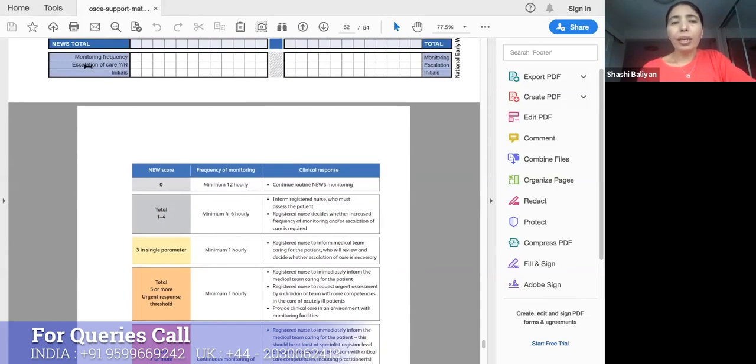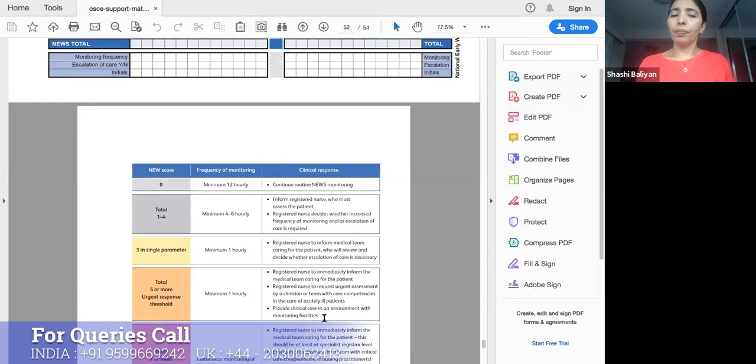Okay. The next thing is escalation of care, yes or no. When you are at 4 to 6 hours, they have said that you have to inform the registered nurse who must assess the patient. So you need to escalate it. Do you understand the meaning of escalation? Escalation is when you tell someone senior to you that there is something which they need to check. Okay. So you have to escalate in all of the scores.